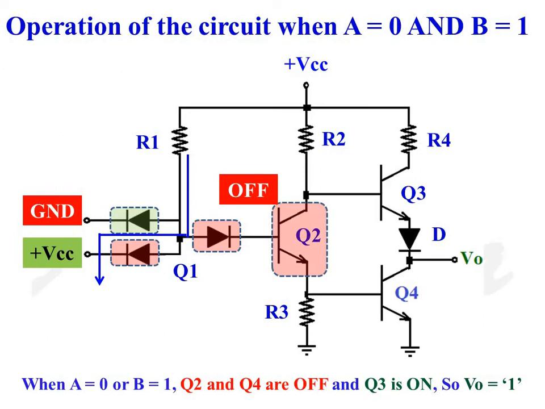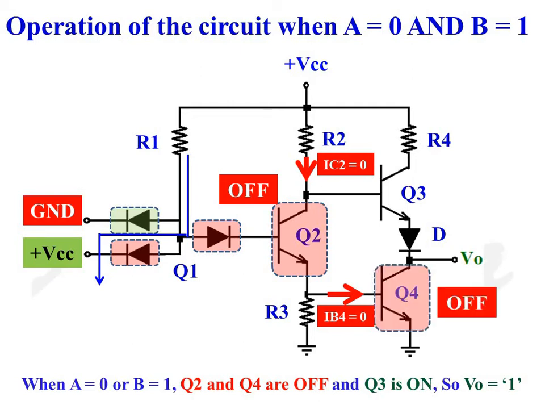As transistor Q2 is off, its collector current is equal to 0. So emitter current of transistor Q2 is equal to 0, or base current of transistor Q4 is equal to 0. So transistor Q4 is in the off condition. As transistor Q2 is off, its collector voltage is equal to plus VCC. So current flows towards the base of transistor Q3. Transistor Q3 and diode D are conducting.